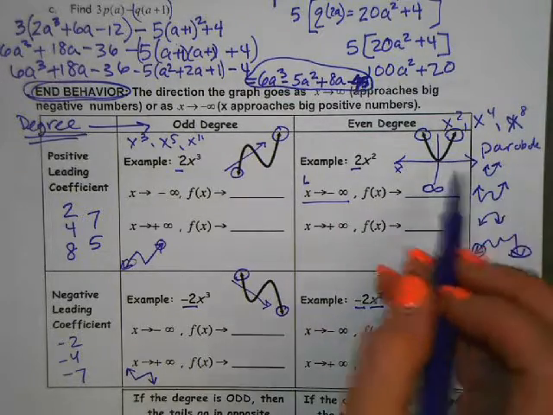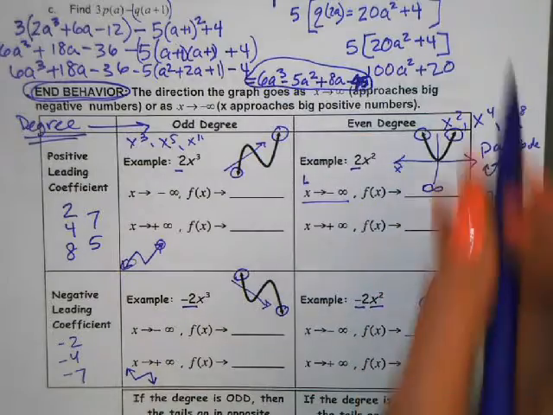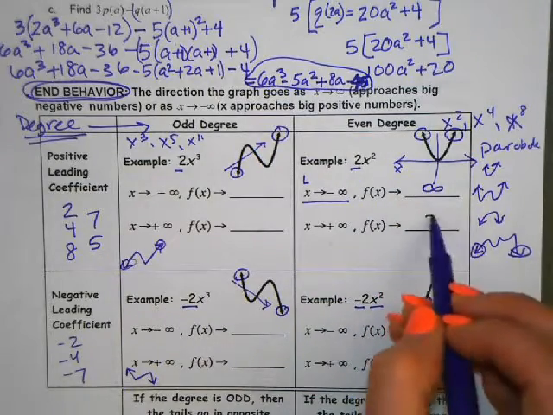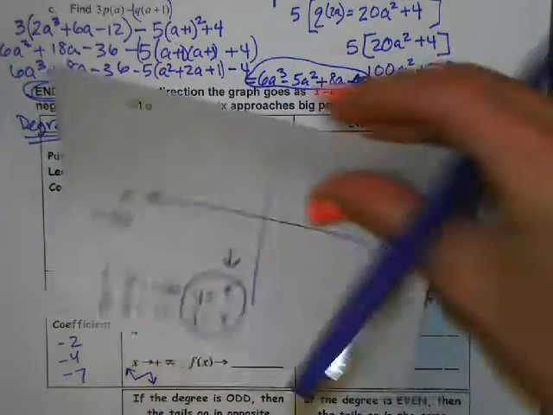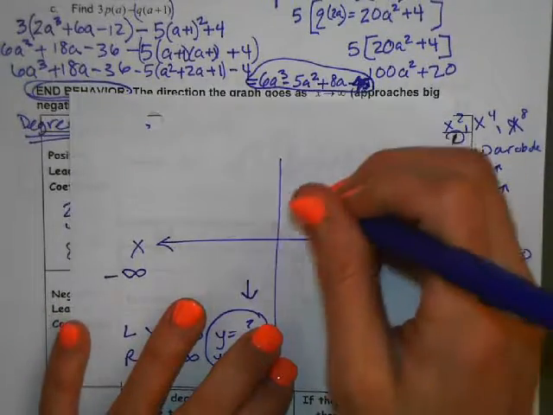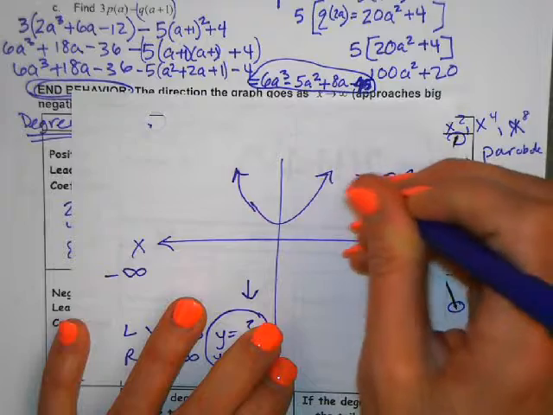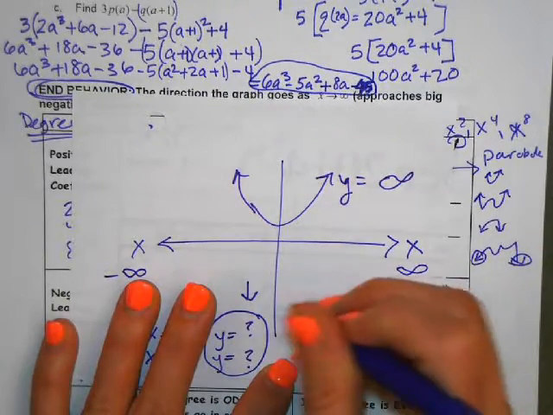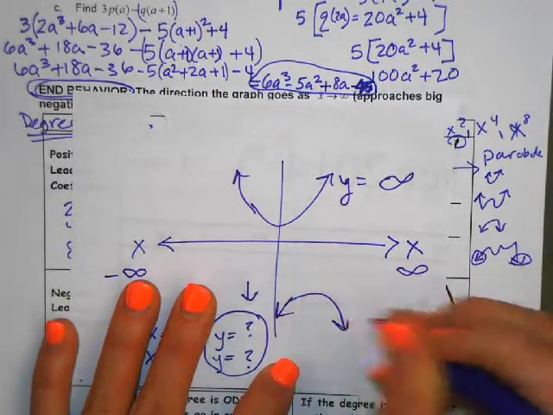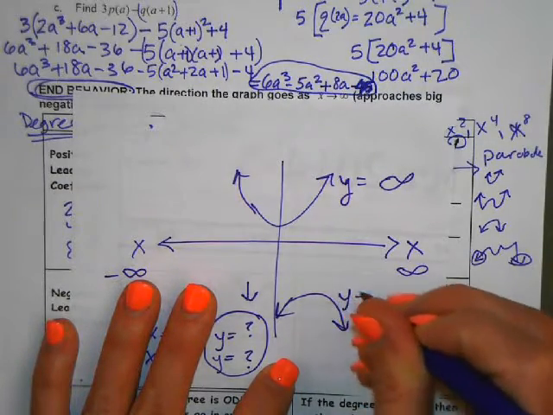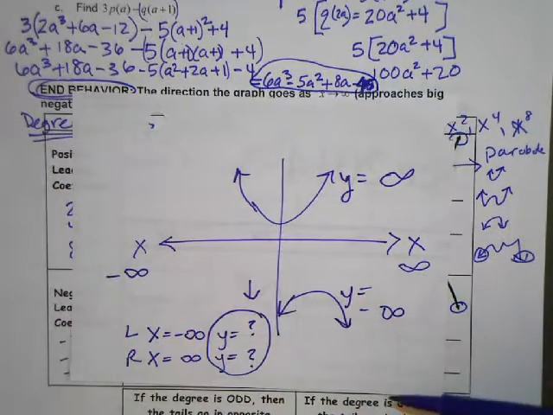Right? So as x is going to the right, what's y doing? It's going up. Correct? That's infinity. So if I'm going up this way, this is infinity. This is where y is infinity. If I'm going down, this is negative infinity. Okay? Does that make sense?